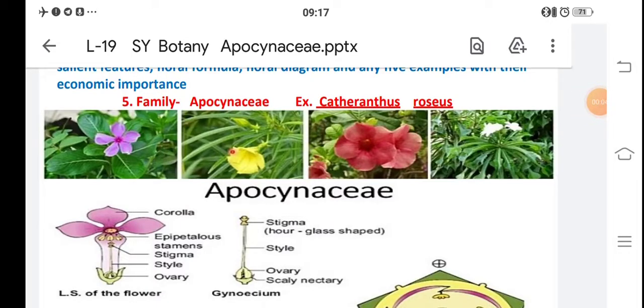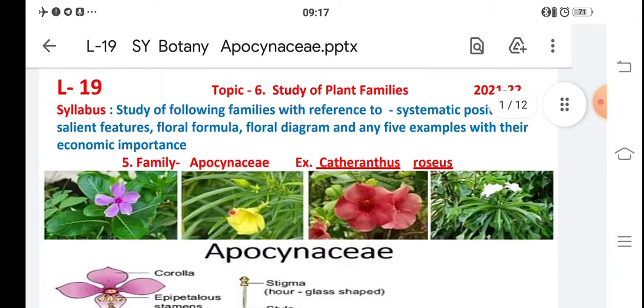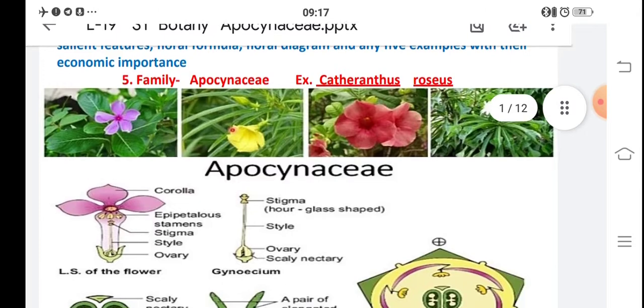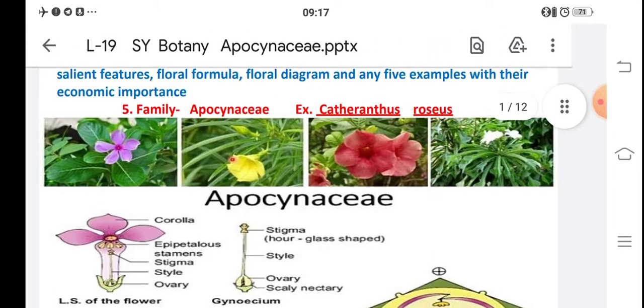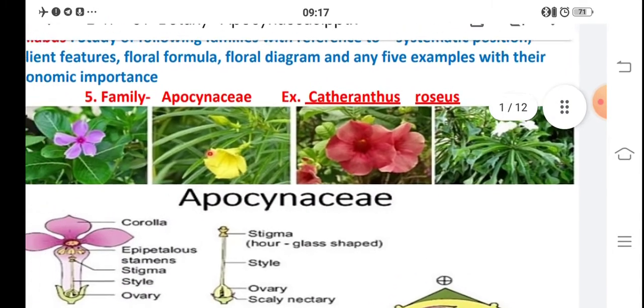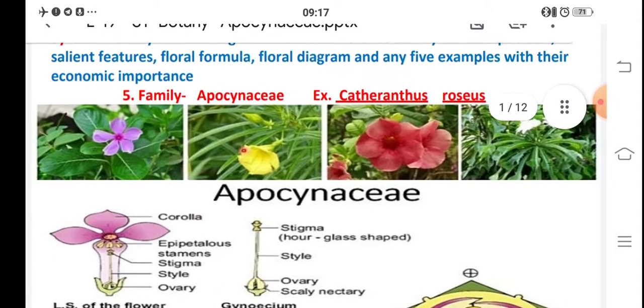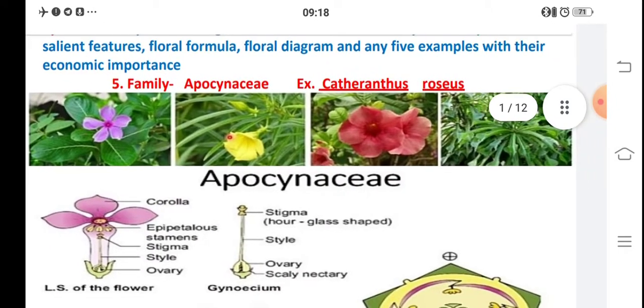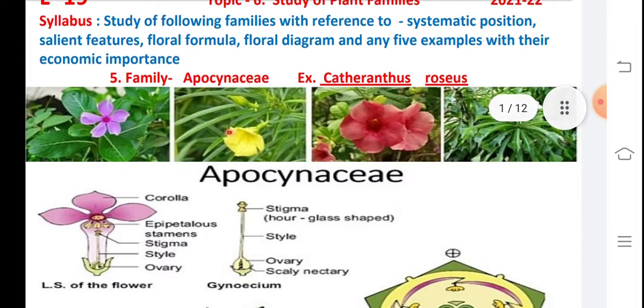So our last family remaining is the family Apocynaceae. A good example of Apocynaceae, you are observing here in the photographs: Sadafuli, Catharanthus roseus. Secondly, others are what you are observing.